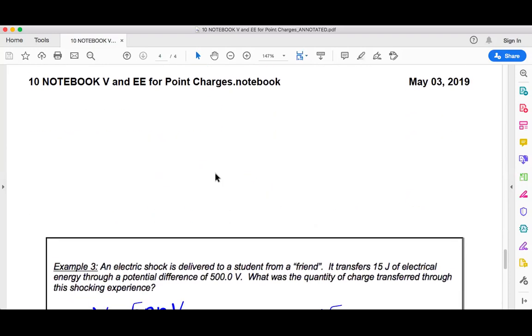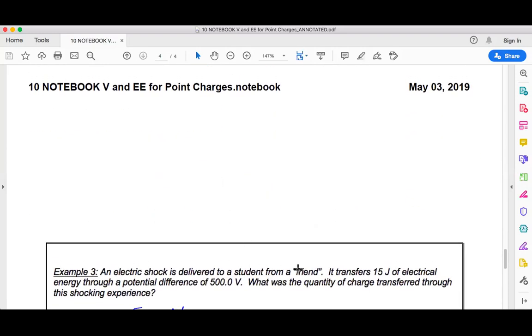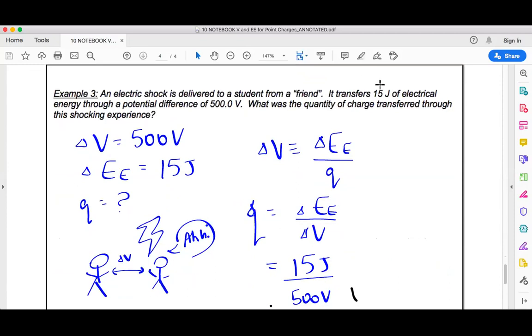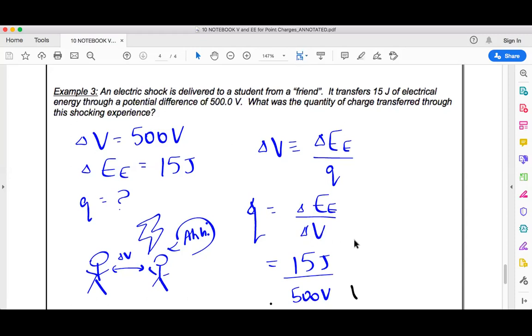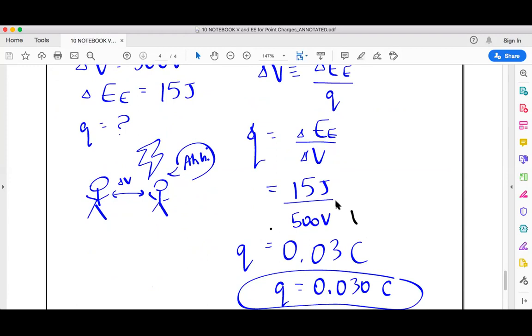Okay, so for example 3, an electric shock is delivered to a student from a, quote, friend. It transfers 15 joules of electrical energy through a potential difference of 500 volts. What is the quantity of charge transferred through this shocking experience? Well, we have charge and we have voltage. Actually, sorry, this is potential difference. We can still say voltage, but at the end of the day, it's Q equals delta EE over delta V. So we do our energy divided by our potential difference to get 0.030 coulombs.